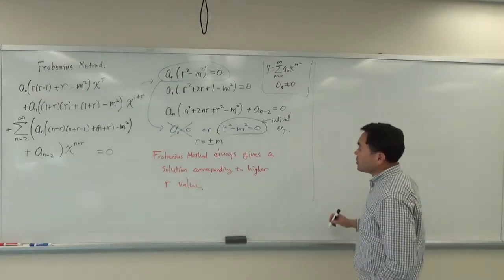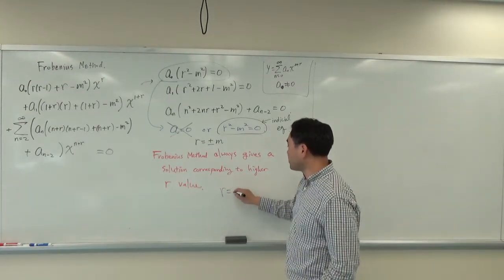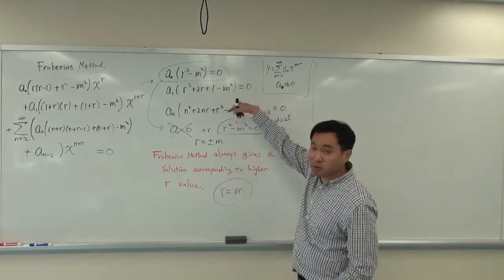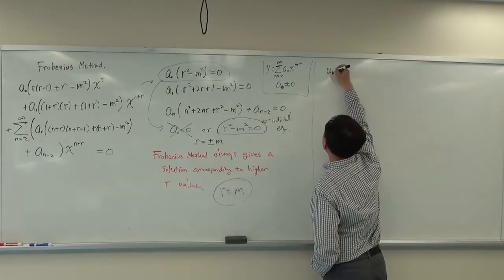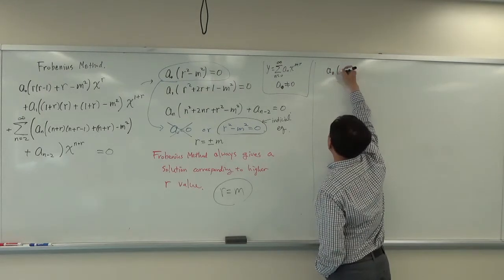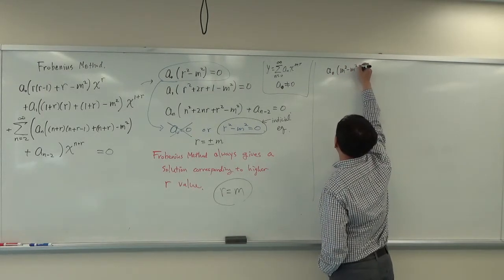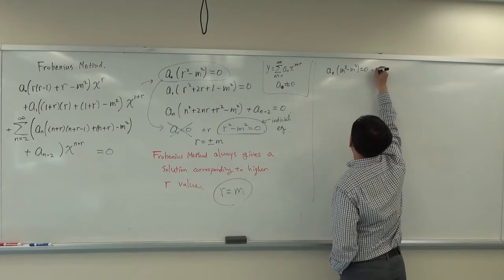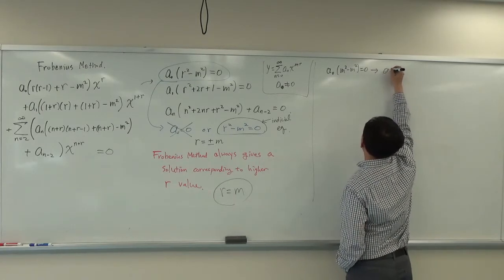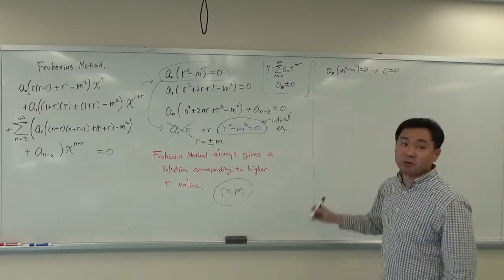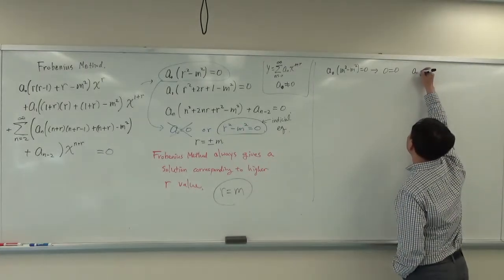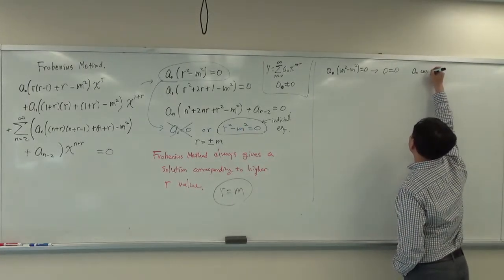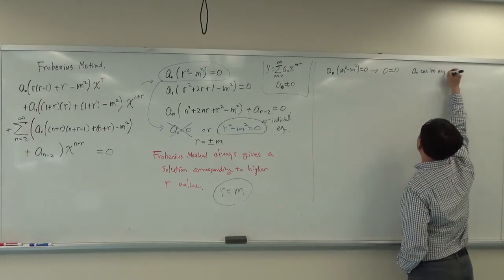So we take r to be m, and let's rewrite all these using r equals m. So we have a0 times m squared minus m squared equals 0, which doesn't say anything. It just says 0 equals 0. So a0 is free to be anything, any number.